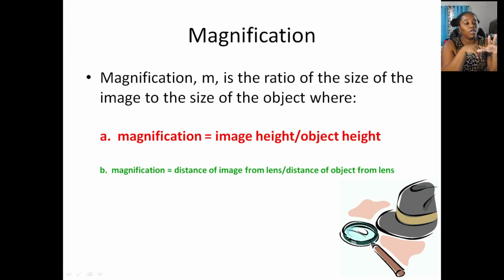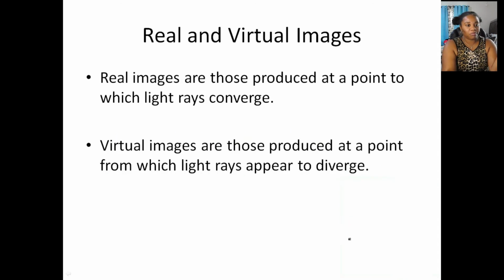Now if you drew your hand double the size, then your magnification will be 2, right? So say your hand is 10 centimeters in length, and you went and you drew your object 20 centimeters long, then your magnification will be 20 centimeters divided by 10, which will give you 2, right?